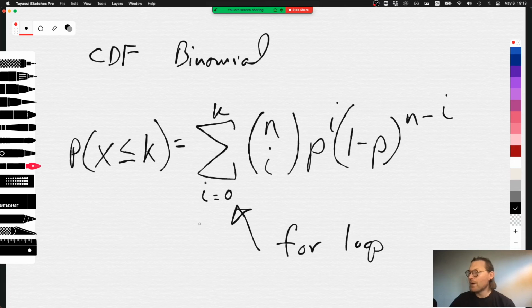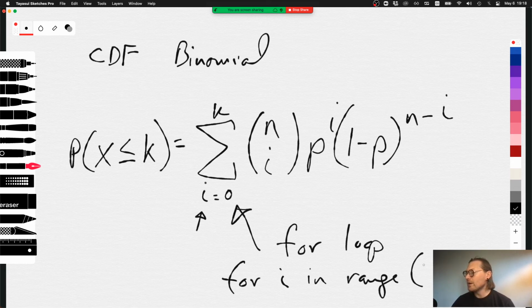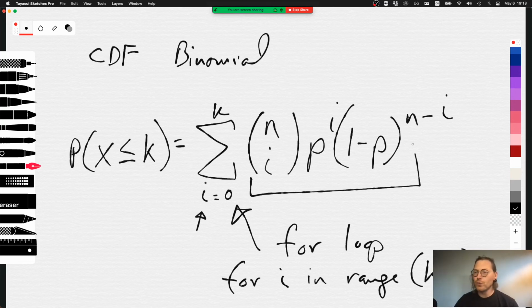We've got some value, that's for i in range, and this is going to be 0 to k plus 1. That's kind of a direct translation. And then on every iteration, we're going to perform this operation and accumulate it into something, whether we collect the individual numbers and then sum at the end, or whether we just do plus equals to accomplish this.